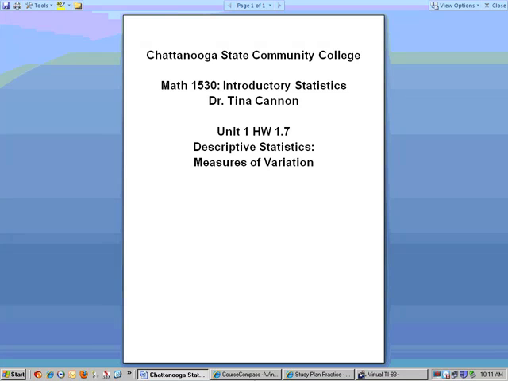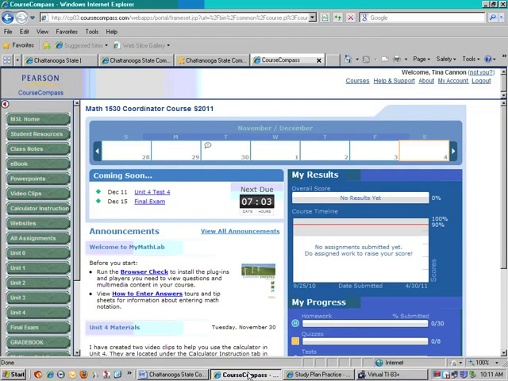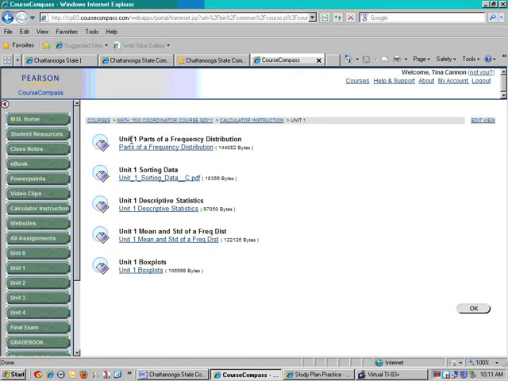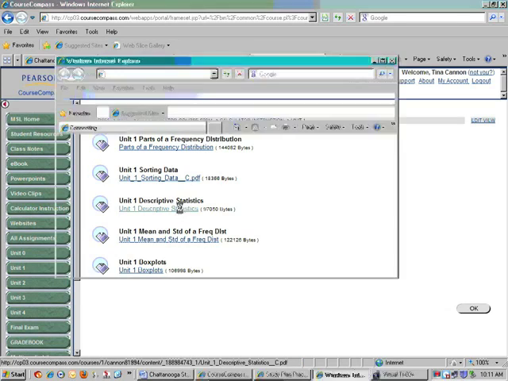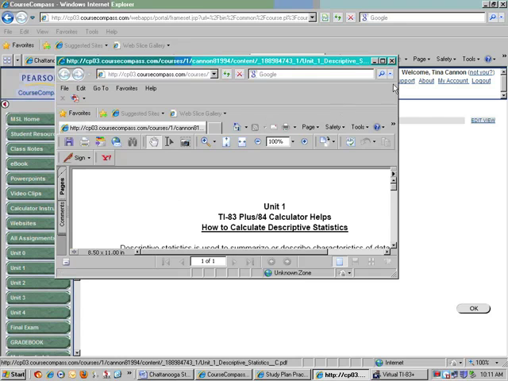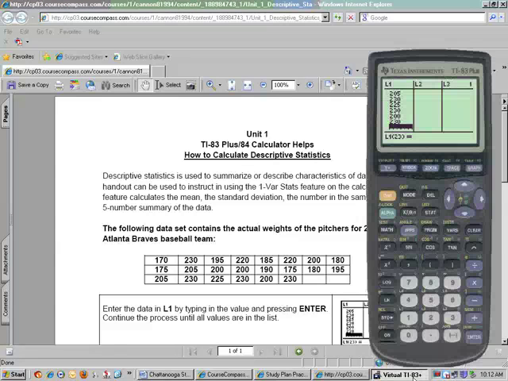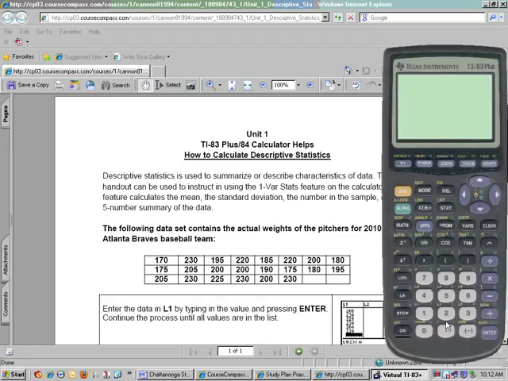I want to use a course compass, and we will use a handout that's located in Calculator Instruction, Unit 1. And the descriptive statistics handout, we use that for measures of center, but we're also going to use it for this section. Now, in this particular problem, it's still using the weights of baseball players, the pitchers of the Atlanta Braves ball team, and we use this in some of the previous video clips, so you can look back.